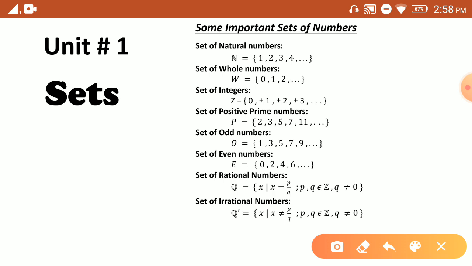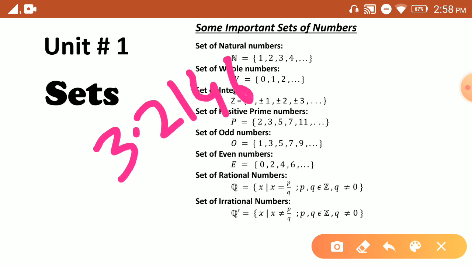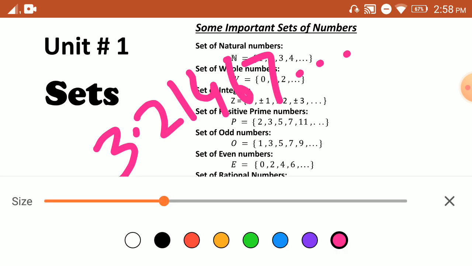If we have a number 3.21467 and so on, it means a non-terminating decimal number. If we have a non-terminating decimal number, can we write it in a fraction form? Let's try.